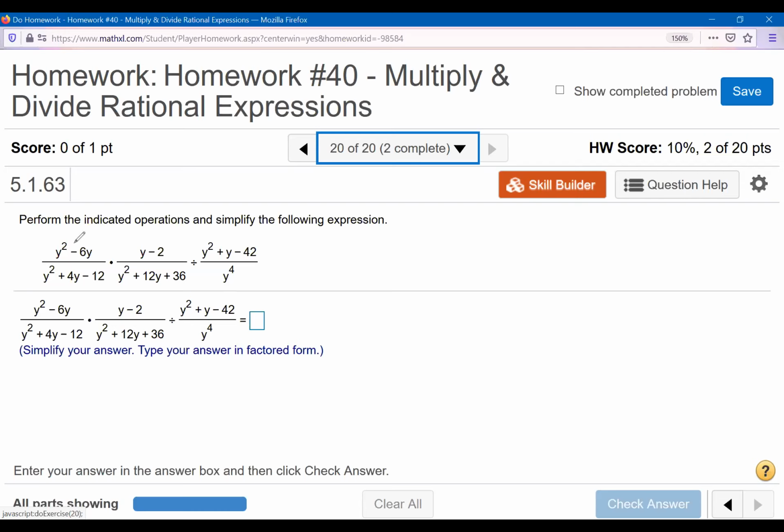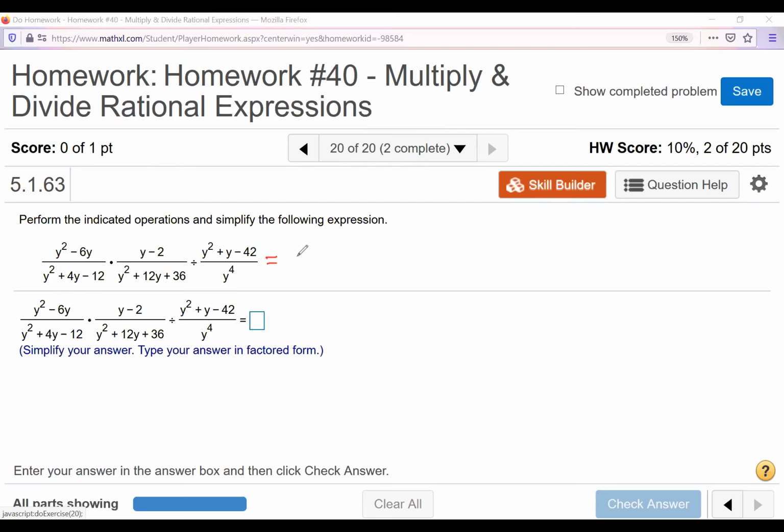So y squared minus 6y over y squared plus 4y minus 12. I'm going to work on that first. Y squared minus 6y, I can take out a y. I'm left with y minus 6. All right, so we're doing this one. The trinomial down there, y squared plus 4y minus 12. Breaking it up into two binomials, I need factors of negative 12 that add up to 4. That would be plus 6 and minus 2.